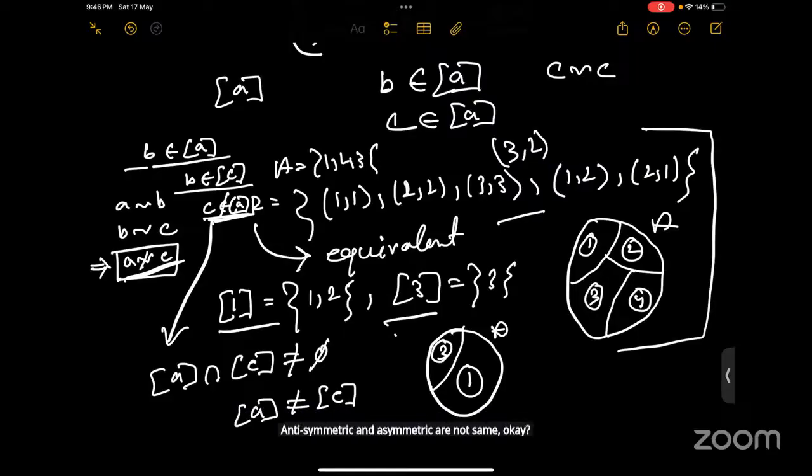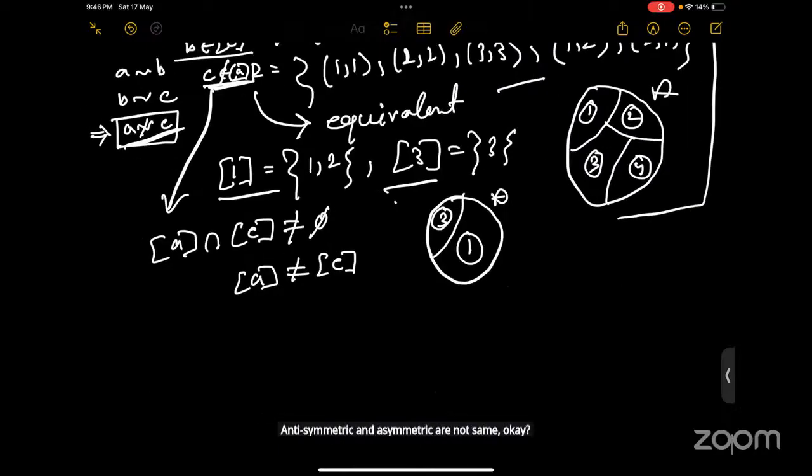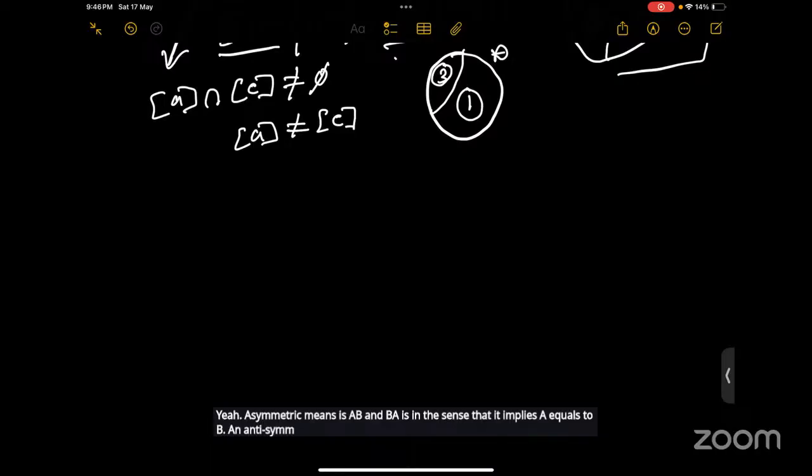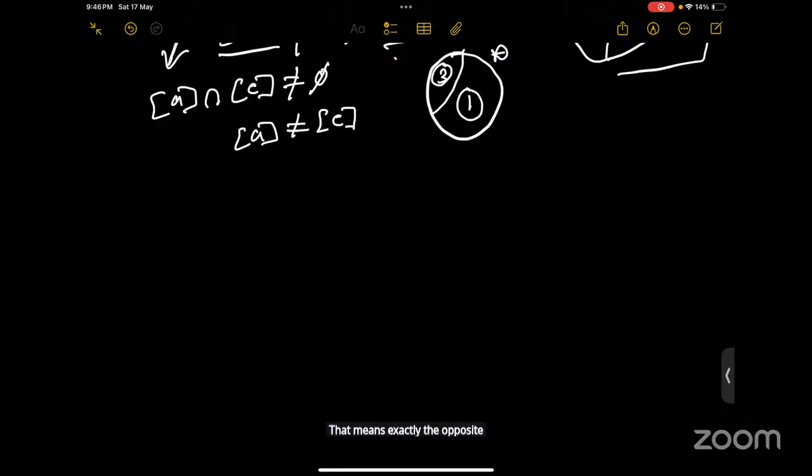Last time you said about asymmetric. Yeah. Asymmetric means (A, B) and (B, A) are in the set, that implies A equals B. And antisymmetric means (A, B) is there, that implies (B, A) is not there in the set. That means exactly the opposite definition of symmetry.